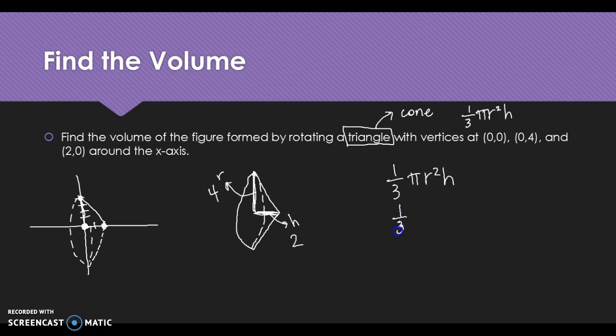So I have 1/3 times pi times my radius of 4 squared times my height of 2. 4 squared is 16. 16 times 2 is 32. I can't divide 32 by 3, so I'm just going to leave it as 32 over 3 pi. And so that's the volume of the cone that's formed by rotating that triangle around the x-axis.